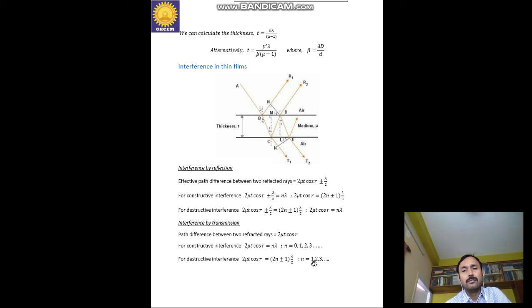We have taken n from 1 to 3 as there is a minus term. For plus, it will start from 0. For the minus term, n will start from 1, 2, 3, and they are all integer numbers.